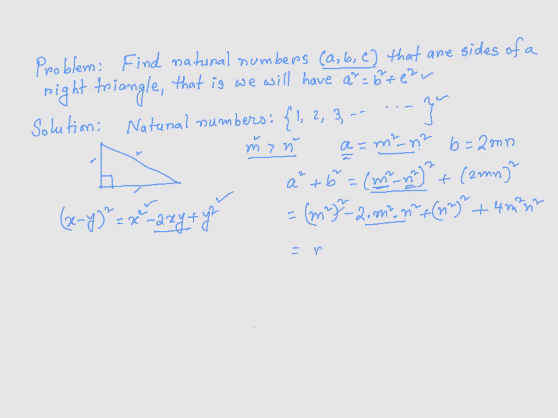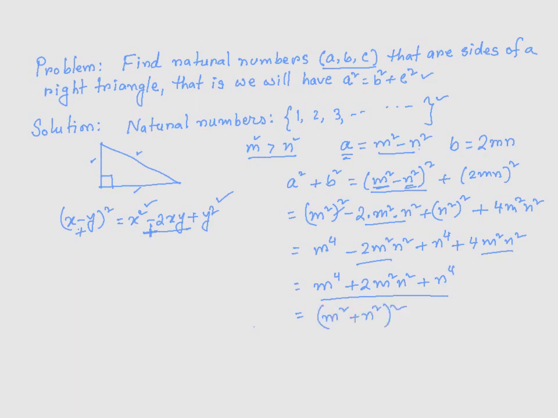M square squared is m to the power 4 minus 2m square n square plus n to the power 4 plus 4m square n square. Now these two are like terms, I can combine them, which is going to give me 2m square n square, which is positive, plus n to the power 4. Now this, by the way, is a perfect square. If I put a plus right here so that you can see it, it is going to be m square plus n square whole square.